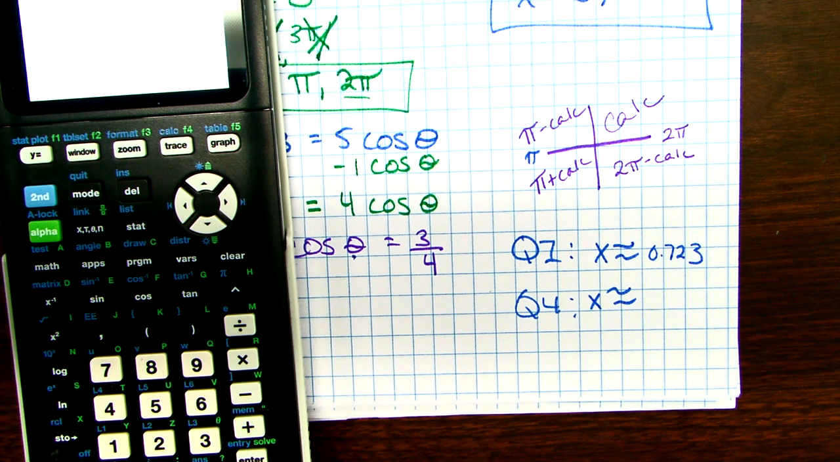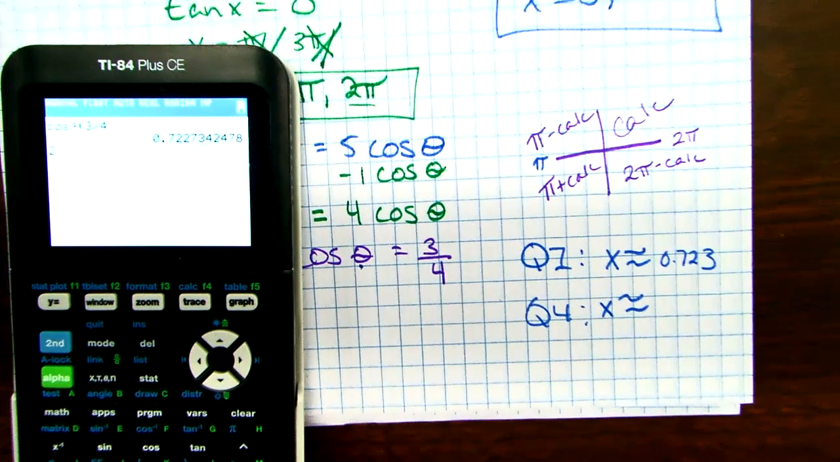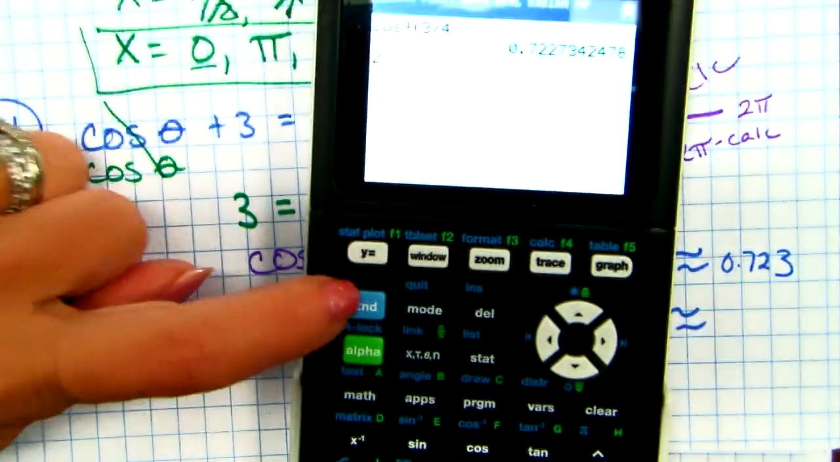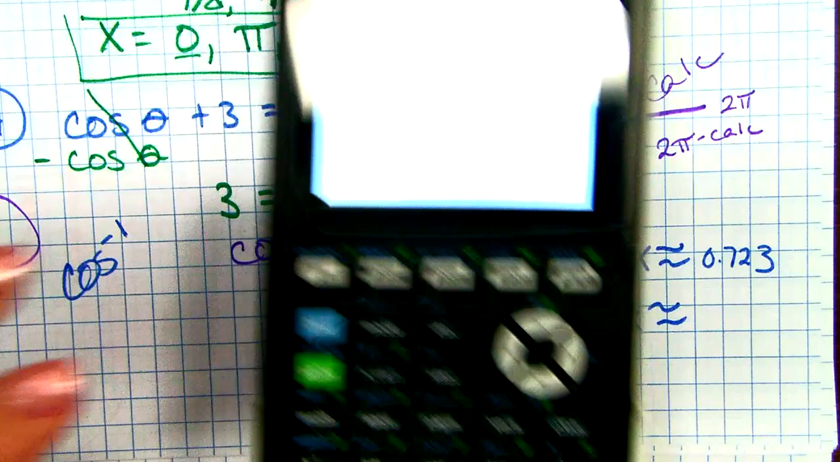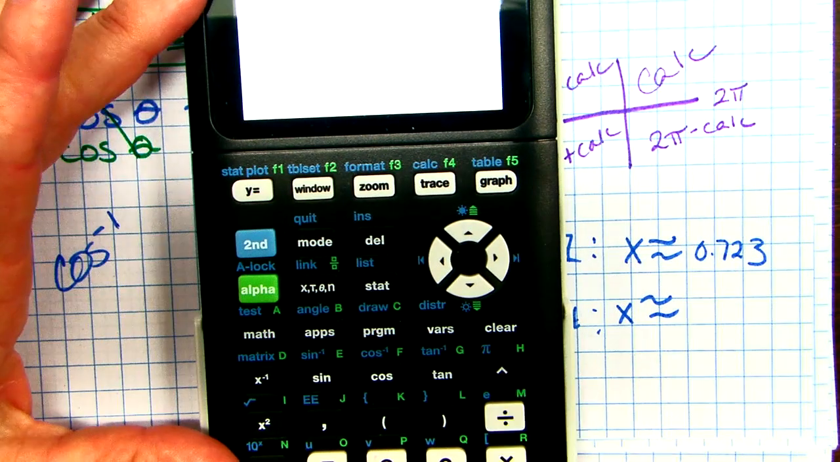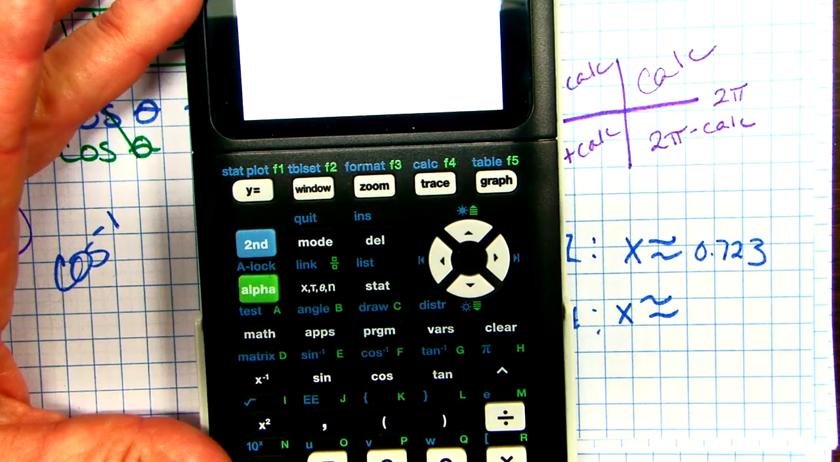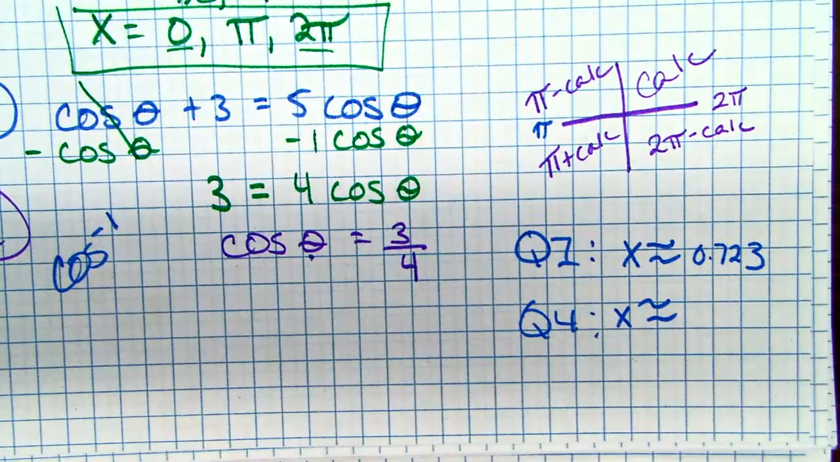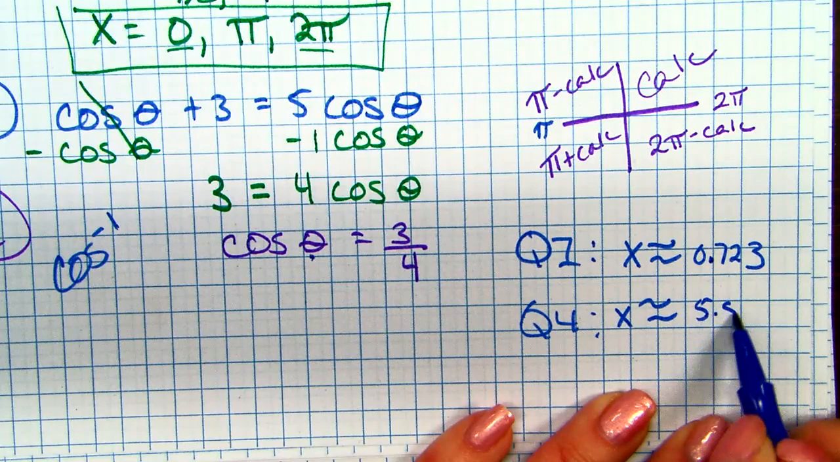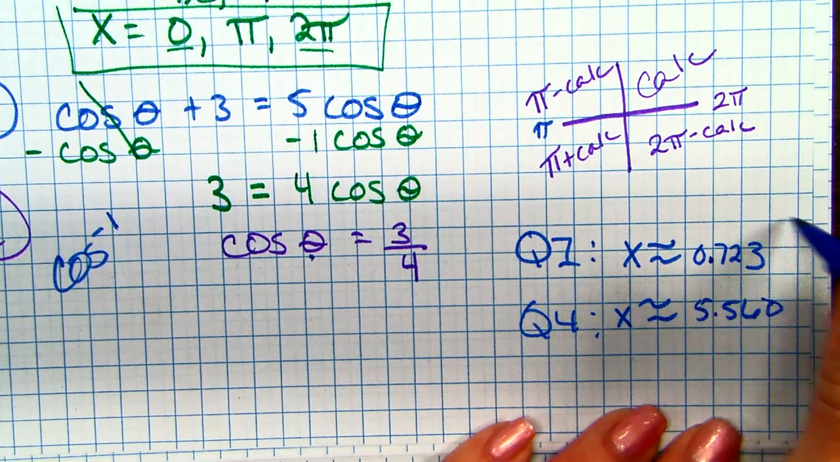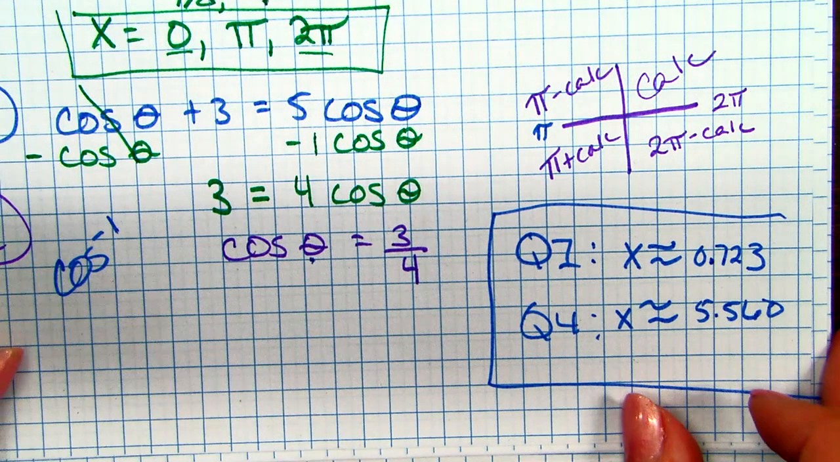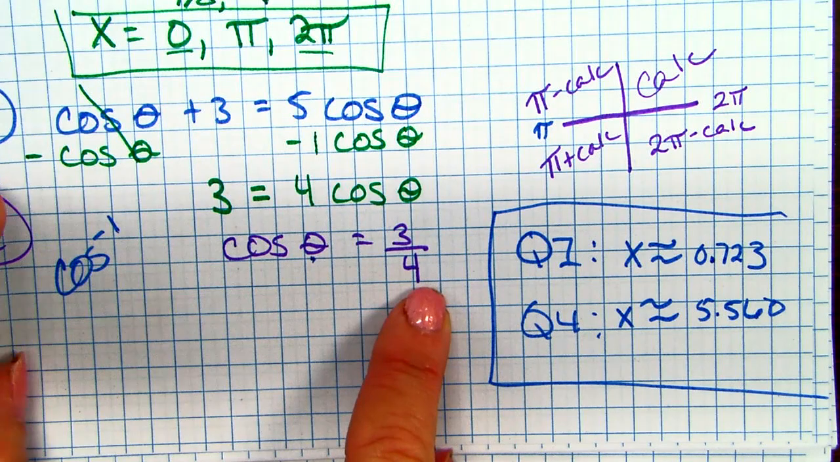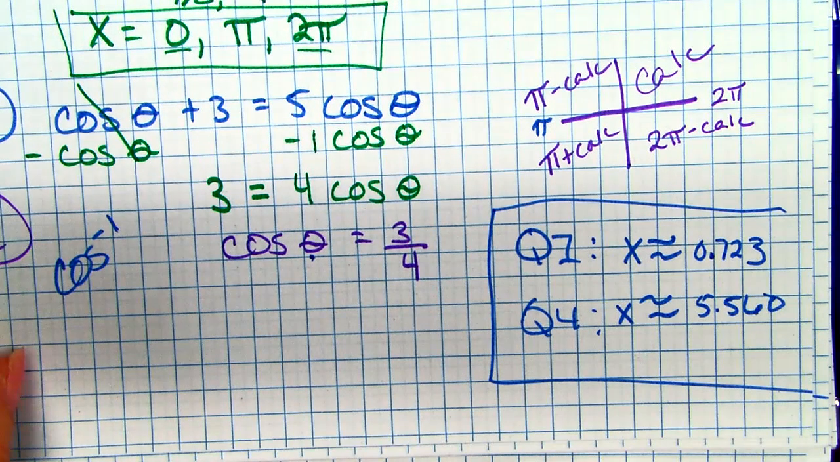0.723. And then I'm going to do 2 pi. I'm going to get my old calculator back. This one is driving me crazy. 2 pi. Oops. Can't see it either. These buttons are smaller. 2 pi minus our answer. So I'm going to use second answer. And I get 5.560. And you could put the 0 on. Okay? So sometimes you have to pick up the calculator and try it. Sometimes you just know it from the unit circle.